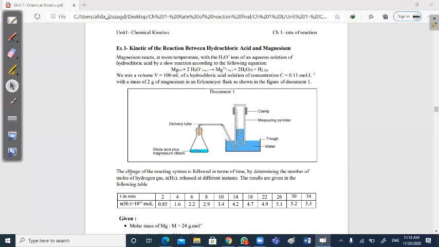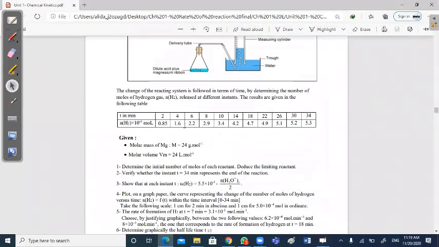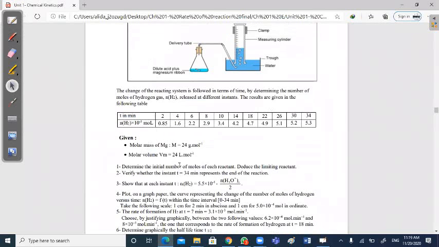Now, the change of the reacting system is followed in terms of time by determining the number of moles of hydrogen gas H2 released at different instants. The results are given in the following table. We obtain the number of moles of H2 at each instant. Given: molar mass of magnesium and molar volume in the condition of the reaction. 1. Determine the initial number of moles of each reactant, and deduce the limiting reactant.